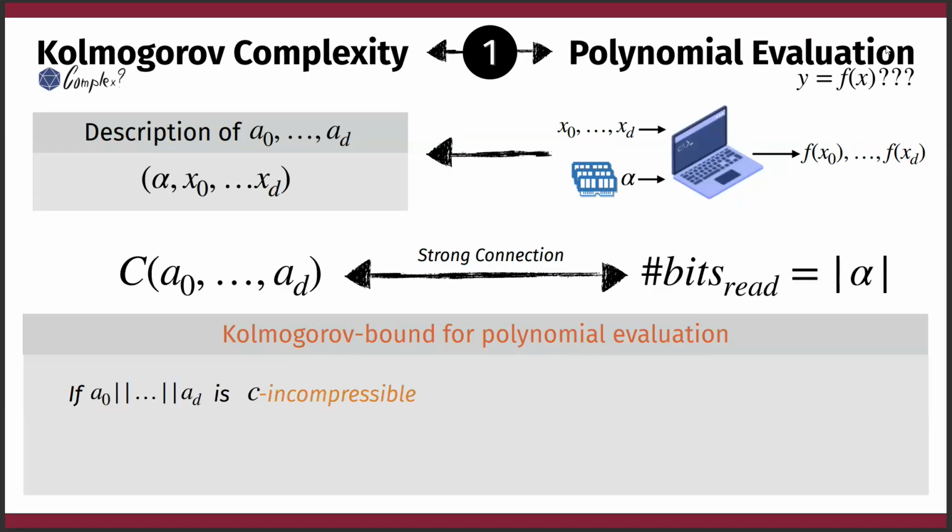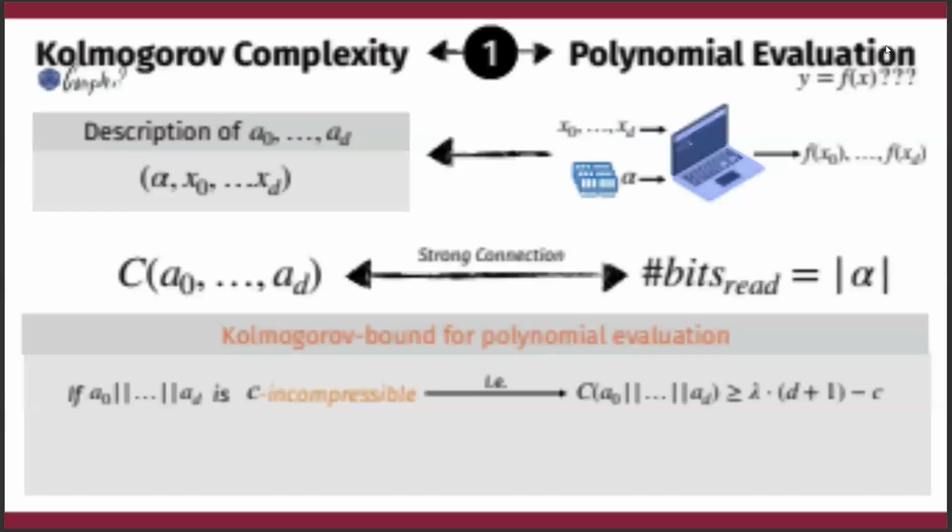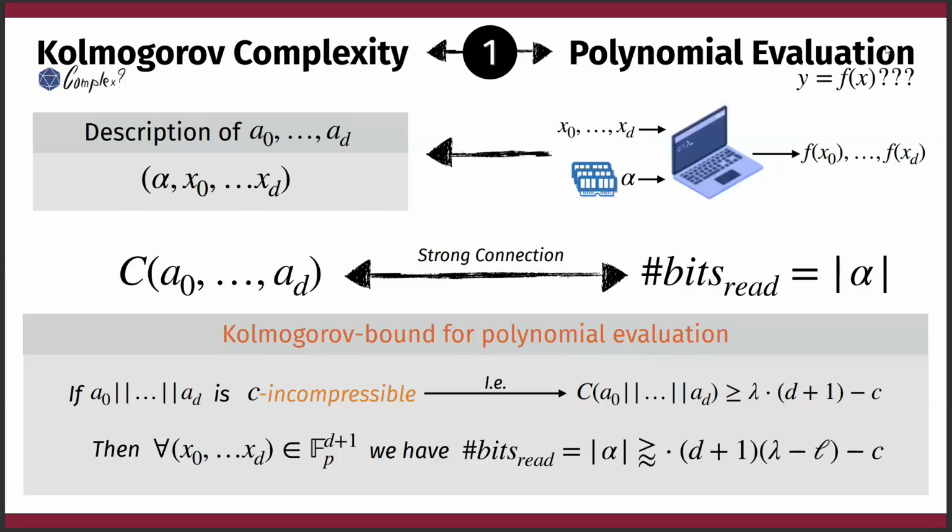So we show that if the polynomial is incompressible, then for every tuple of D+1 points that are all different, if you correctly compute the evaluations, then the size of the string that you read from the memory is more or less greater than this value here, that is (d+1)λ - L - C. So d+1 is the number of coefficients you have, and λ is the size of a coefficient. The minus L is a loss proportional to the input, because that's part of the description. And minus C is the loss from the incompressibility of the polynomial.